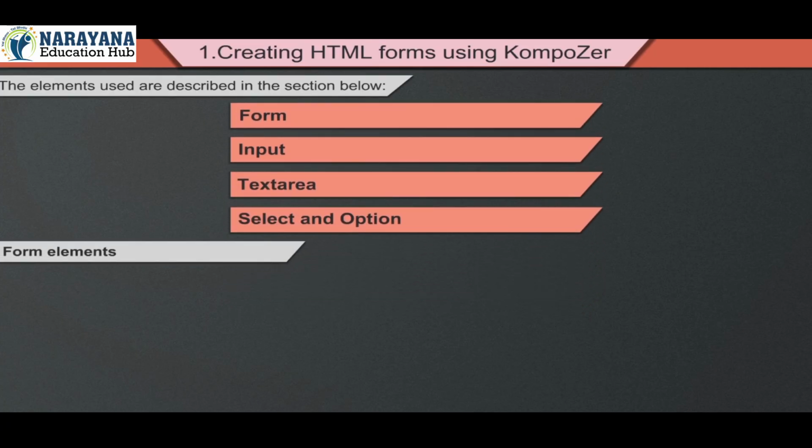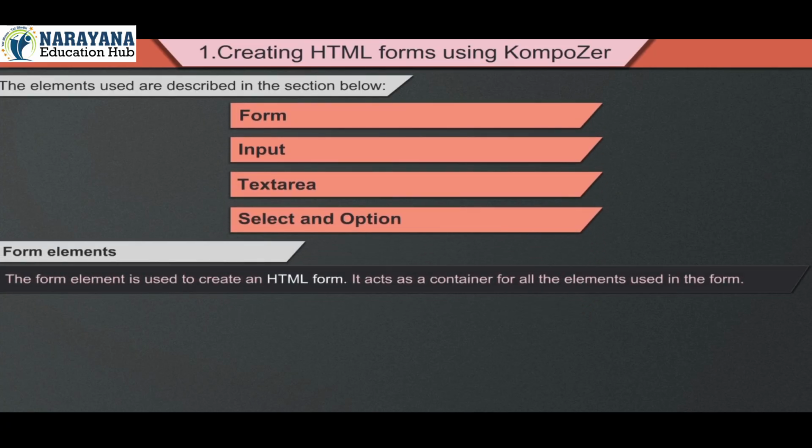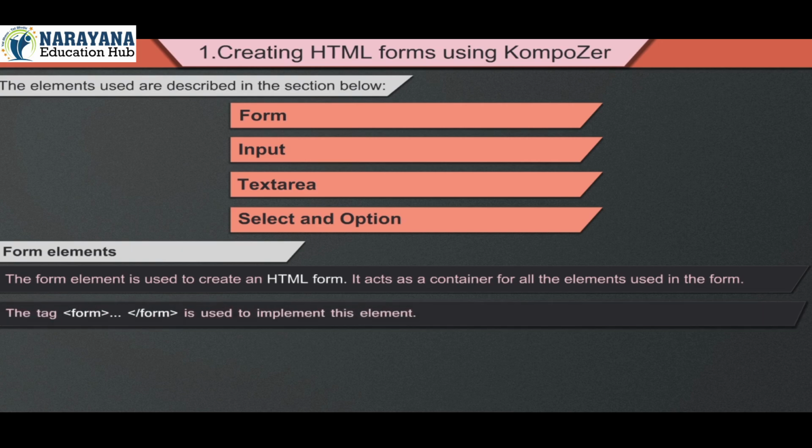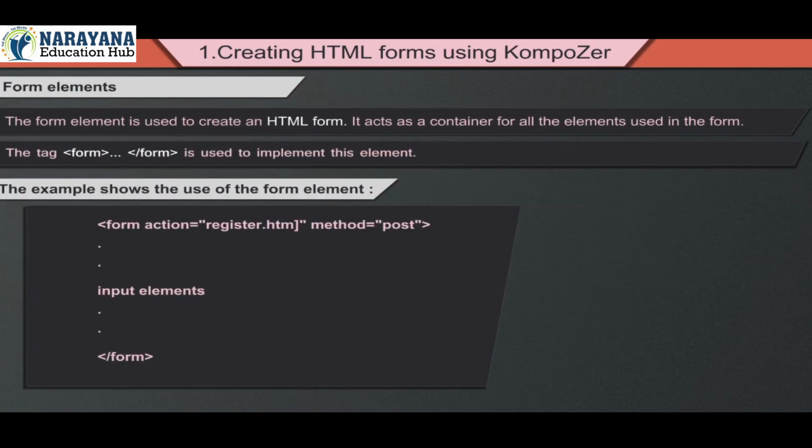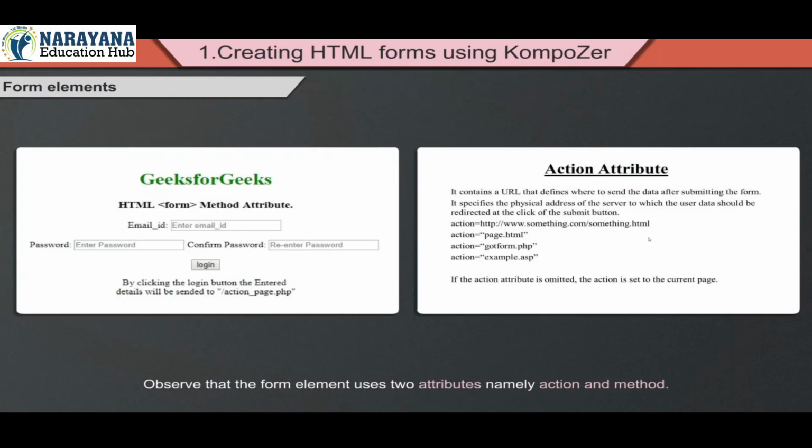Form element. The form element is used to create an HTML form. It acts as a container for all the elements used in the form. The opening form tag and closing form tag are used to implement this element. The example shows the use of the form element. Observe that the form element uses two attributes, namely action and method.